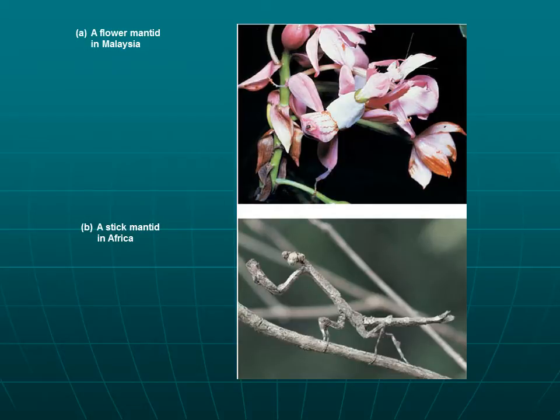But think about what would happen if I picked up one from Malaysia and stuck it in Africa, and then stuck the mantid insect from Africa on that plant in Malaysia. Well, they would stick out like a sore thumb. They would be seen quickly by predators, so they would probably get picked off. But over time, as they've moved into new environments, the individuals that have the traits that allow them to survive are the ones that continue breeding and passing on those traits.